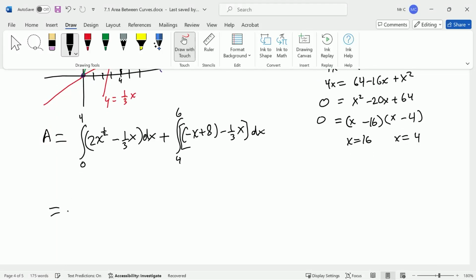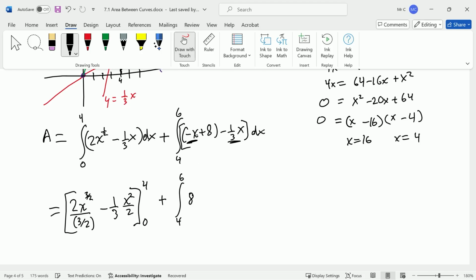And now we just compute. So this first integral is already in the perfect form. I add 1 to my power. That gives me x to the 3/2 divided by 3/2 minus 1/3 x squared over 2. And we evaluate that from 0 to 4. Plus this one, I'm going to combine my x terms before I try to integrate it, just to make it a little cleaner to work with. So we've got positive 8 minus 1x minus a third of x. That's minus 4/3 of x.